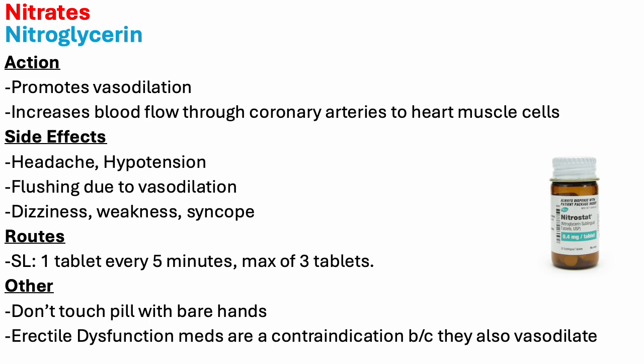Other notes of this drug is you don't want to touch the pill with your bare hand because it could cause hypotension. The pills are typically in the brown bottle that they're in because they are sensitive to sunlight. Erectile dysfunction medications are a contraindication because they also vasodilate, so having 2 drugs that would vasodilate is bad. This drug takes about 3 to 4 minutes to cause an effect. Don't take alcohol on this drug. Notify the provider if chest pain is still persistent after 3 tablets within 15 minutes. And you usually want to administer with this drug if the patient is sitting or laying down.